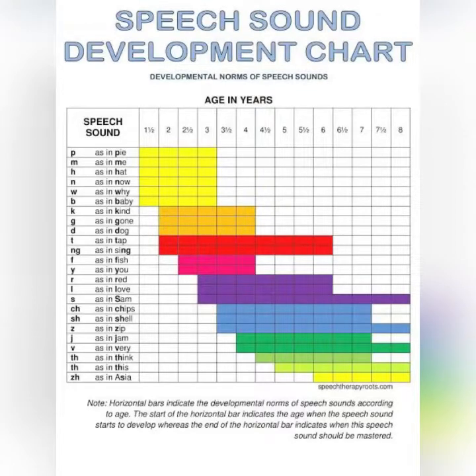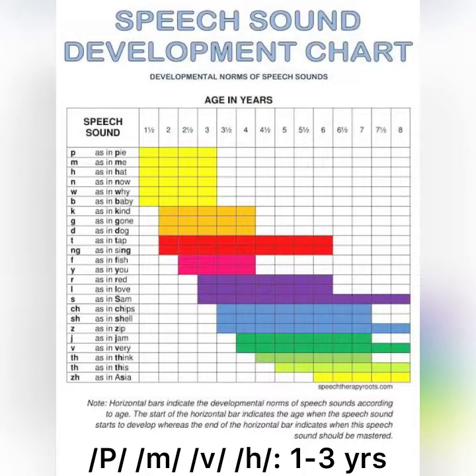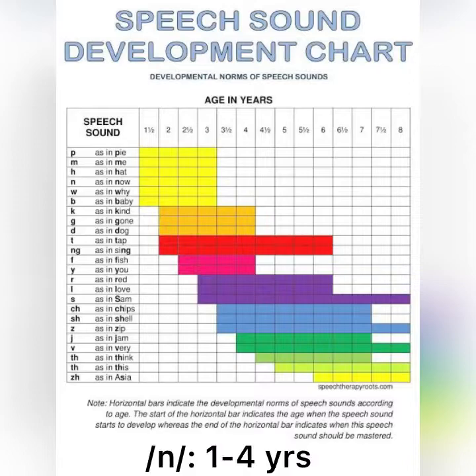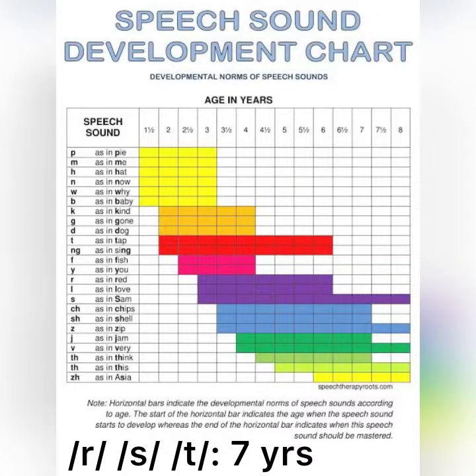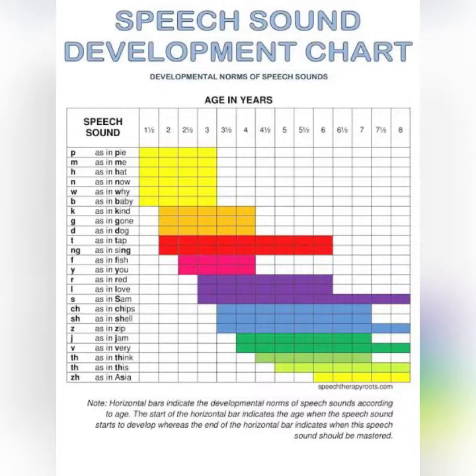This is a chart depicting speech sound development according to age. Do pause the video and have a look. As per the chart, p, m, h, v are the earliest sounds developing around 1 to 3 years. N develop between the age range of 1 to 4 years. The last developing sounds are r, t, s, which develop at around 7 years.